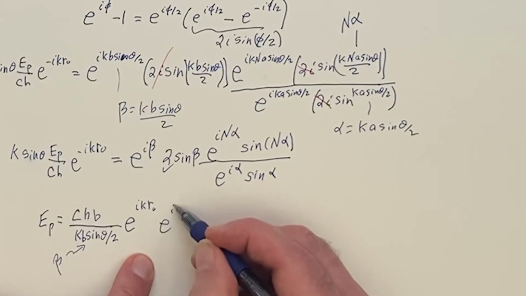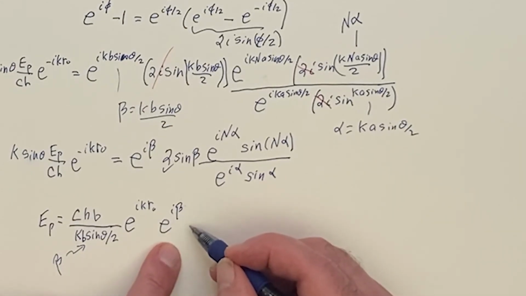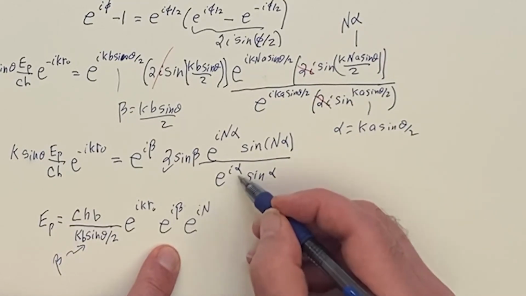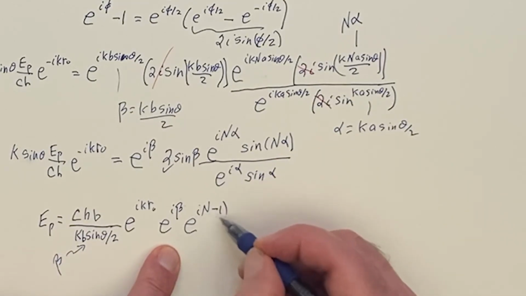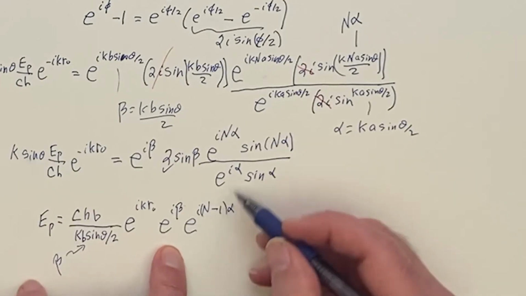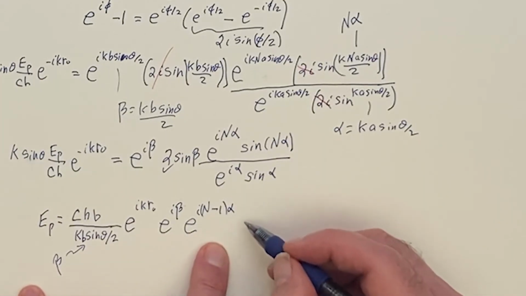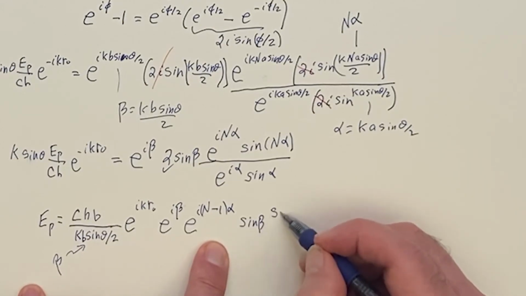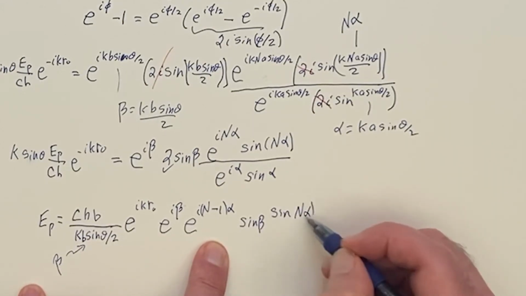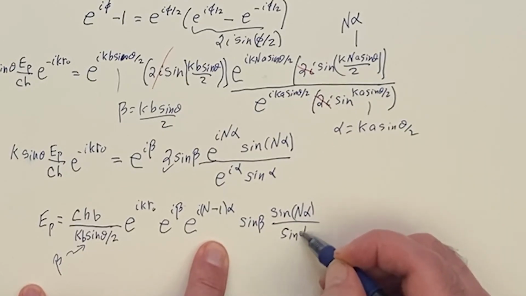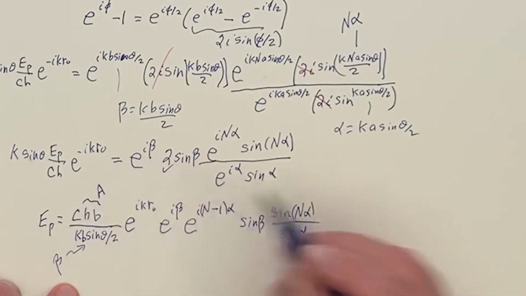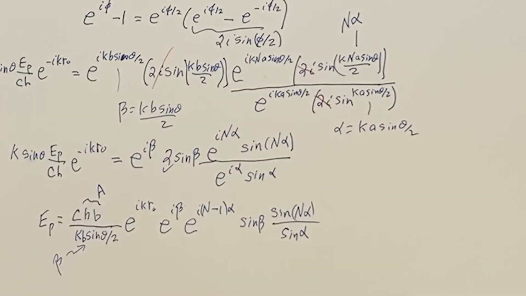Then it'll be e to the i beta. And there'll be, let's put the e to the i n. Oh, by the way, look, there's one of them there. So this is n minus 1. e to the n minus 1 alpha. And then we're going to have the sine of beta and the sine of n alpha over the sine of alpha. Notice that this pops up. This is the area of one of the slits. Each slit has width b and height h. Isn't that cool? See that there?